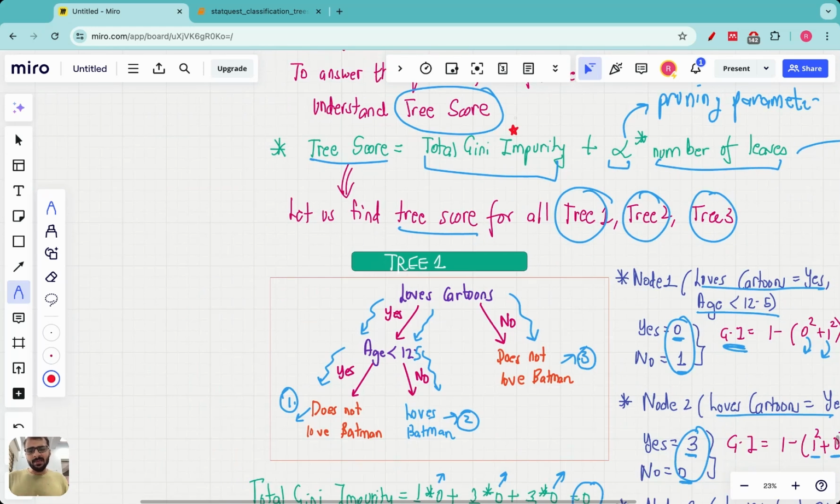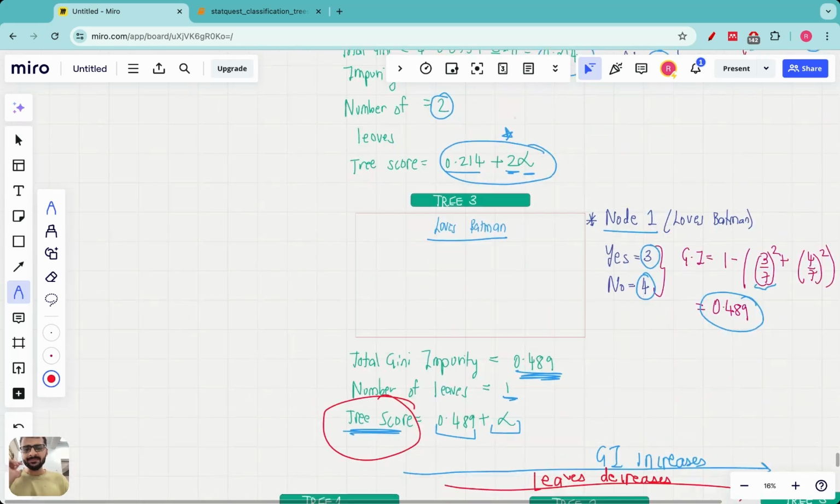Don't worry, I'll create a separate lecture for that so that you can understand how the tree score is calculated for regression trees.